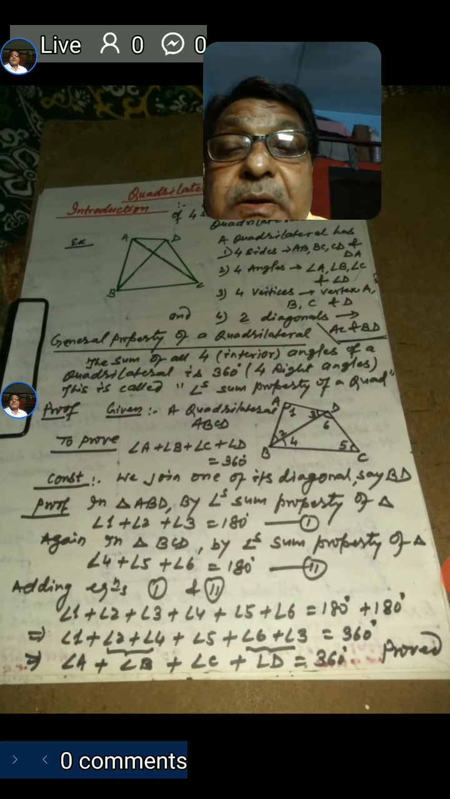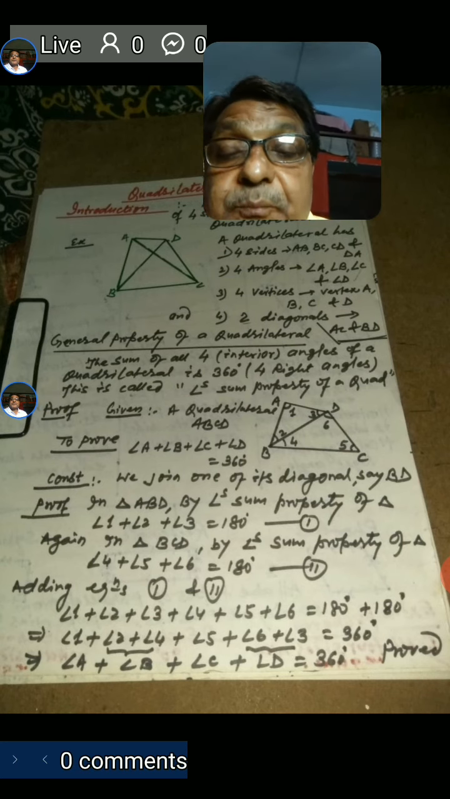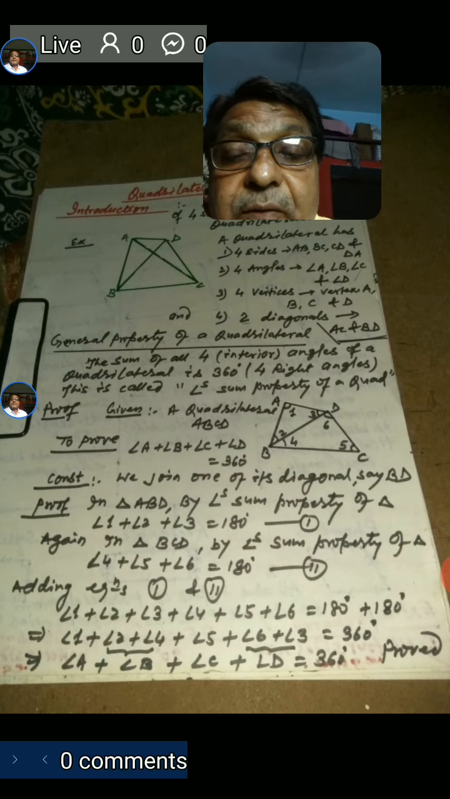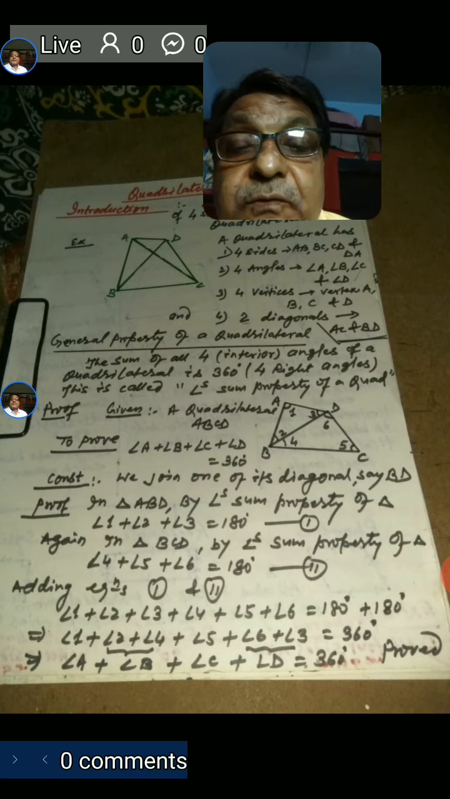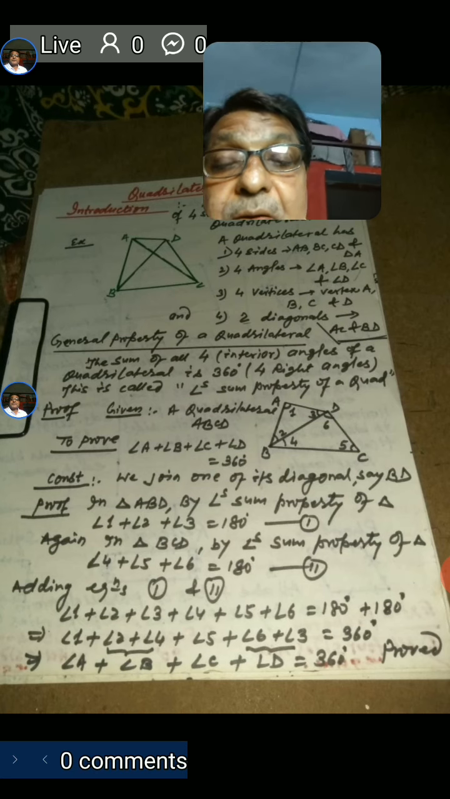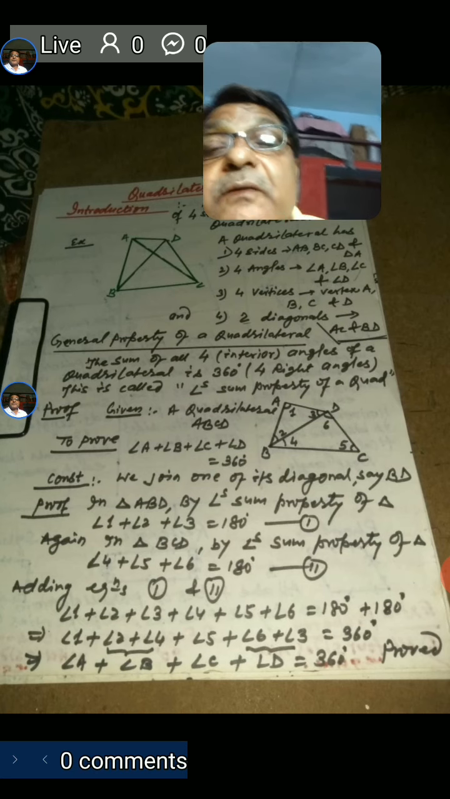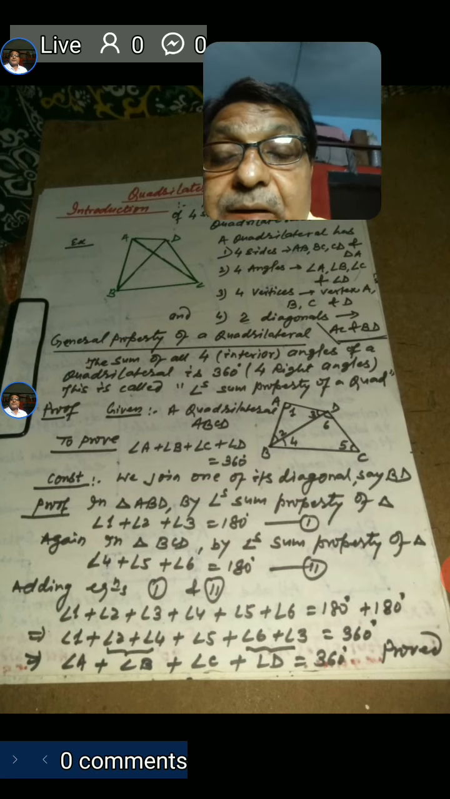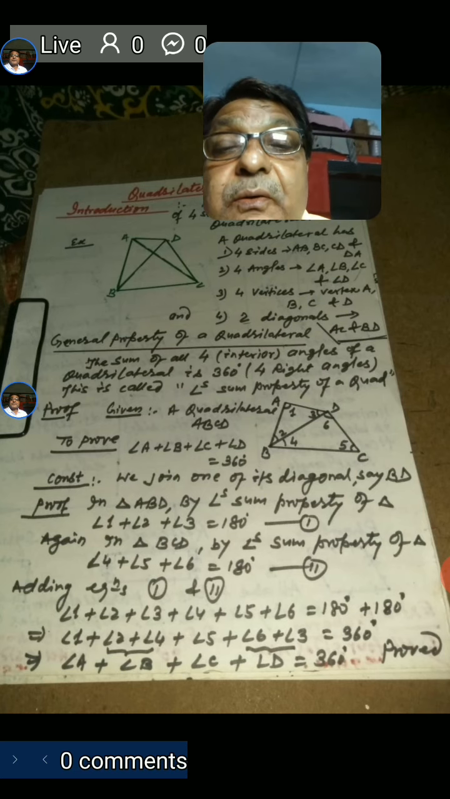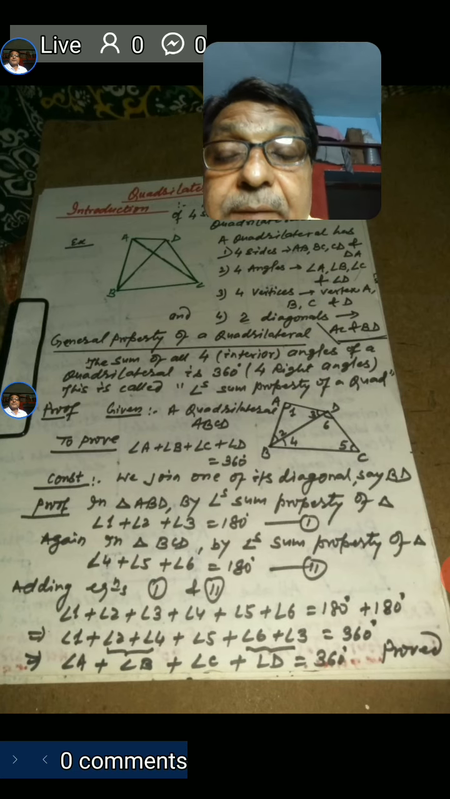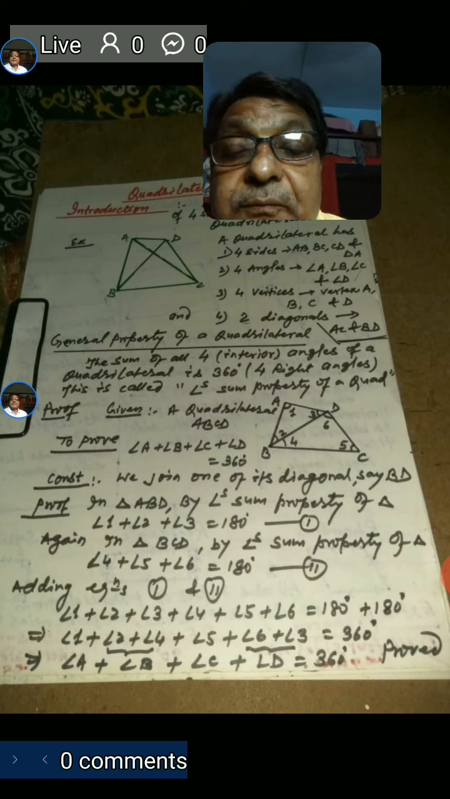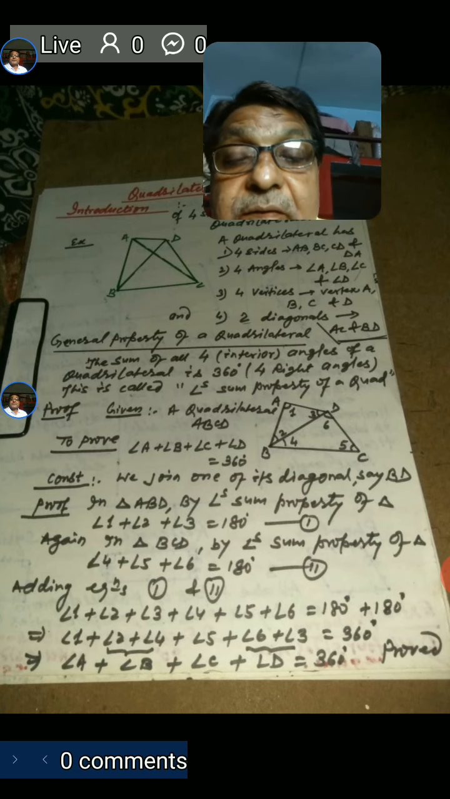and arranging these angles, we have angle 1 plus angle 2 plus angle 4 plus angle 5, then we write angle 6 plus angle 3. Now it is equal to 360. Since angle 1 is angle A, we write angle A plus angle 2 plus 4, which is angle B, so we write plus angle B plus angle 5 means angle C plus angle 6 plus 3, as shown in the figure, it is angle D.